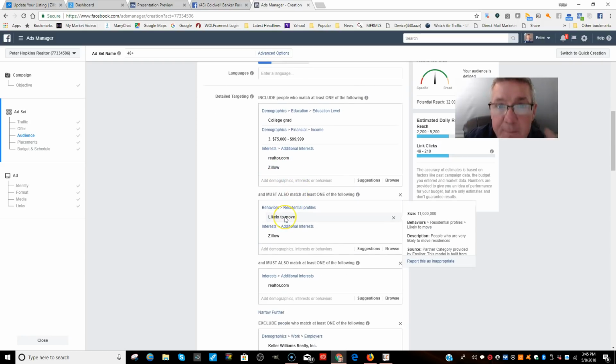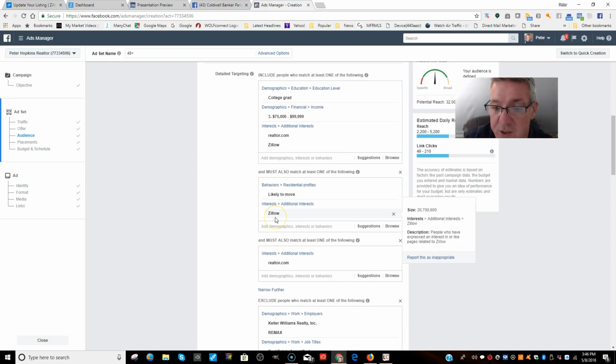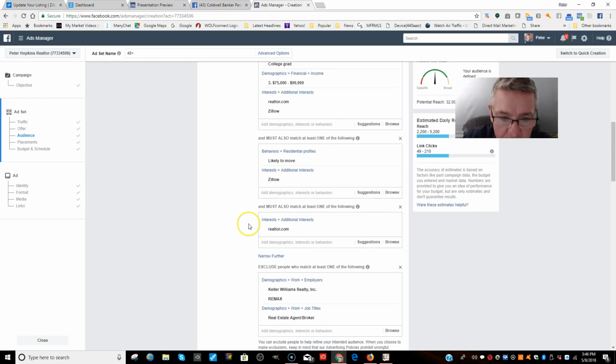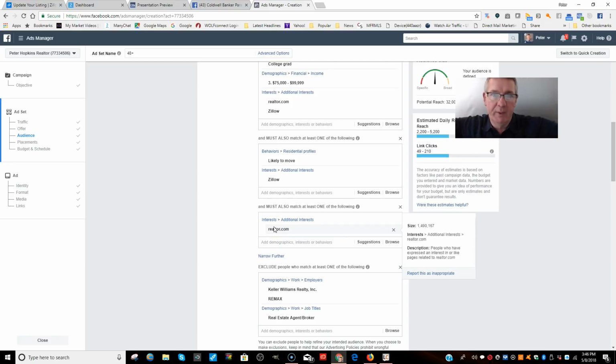I've also said that they must match likely to move. I've also said that they must match recent visits to Zillow. So I've then put additionally they must match Realtor. And what that means is I've got this wide audience of 2.1 million people who fit the first criteria, then I bring it down to a couple of 100,000, and then I bring it down again, honing in and focusing in using the demographics from CBX.